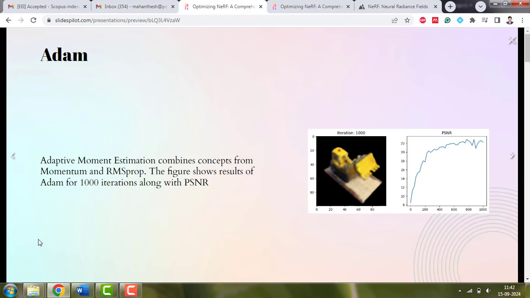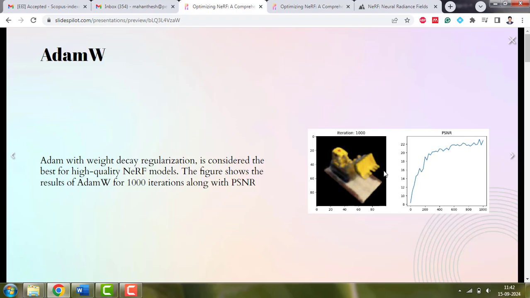We take 1000 iterations as a reference and show the PSNR of the result. The adaptive moment estimation, Adam, combines the concept of momentum as we already discussed. These are the results of Adam, which has around 22 plus PSNR, which is good. Then comes AdamW, which has weight decay regularization, and these results are a bit more efficient compared to Adam.